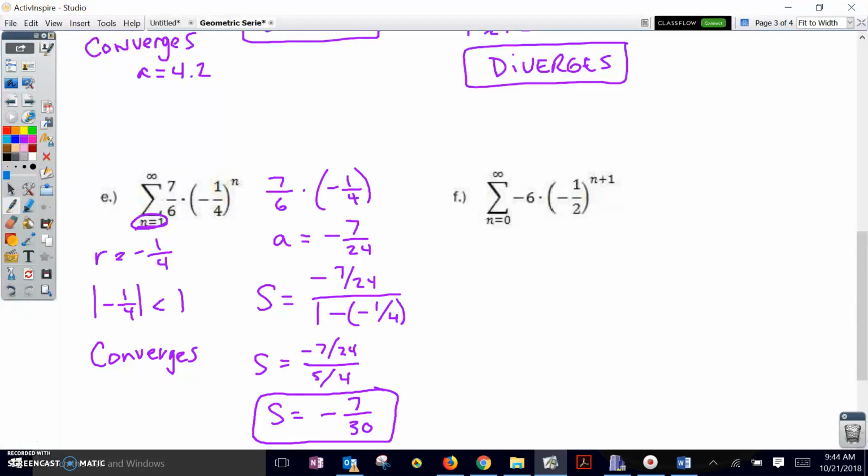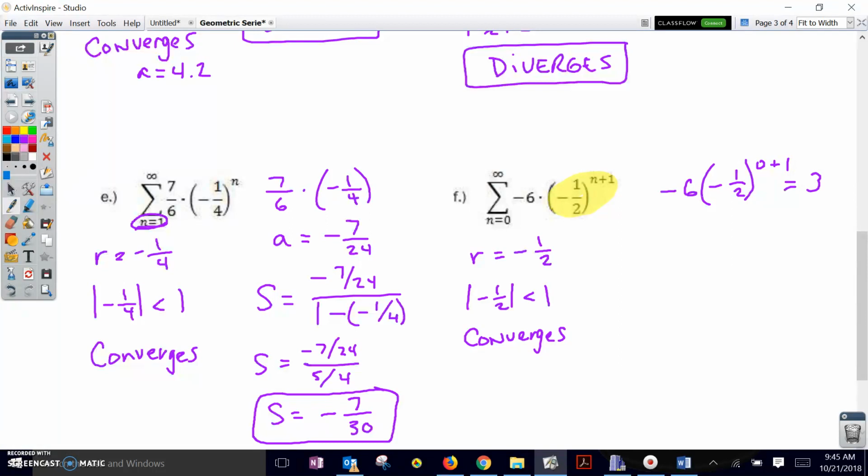And last example, again, we identify our r value. It's this thing that's being raised to the index of the summation. So r is equal to negative 1/2. The absolute value of negative 1/2 is less than 1, so this is going to converge. And now I need to find my a value. a is equal to negative 6 times negative 1/2 to the 0 plus 1, and that's going to be equal to 3.